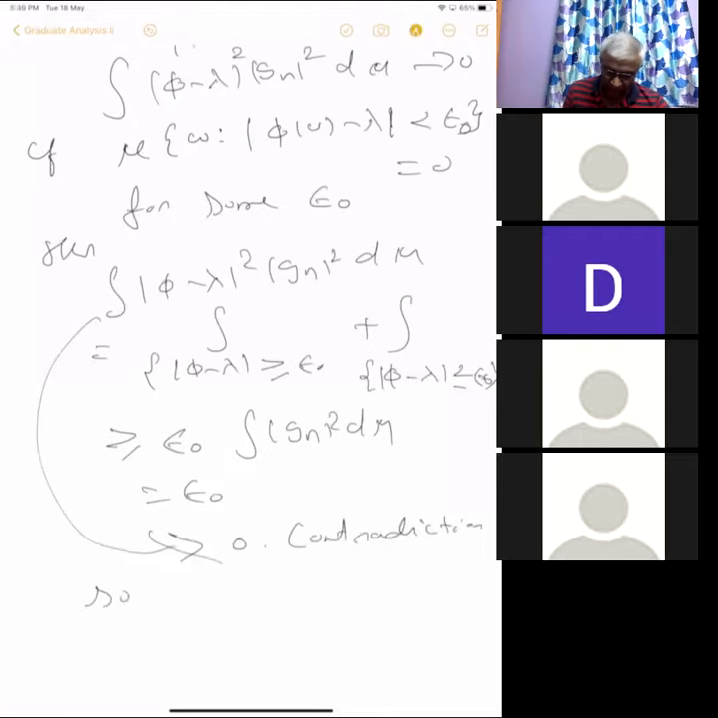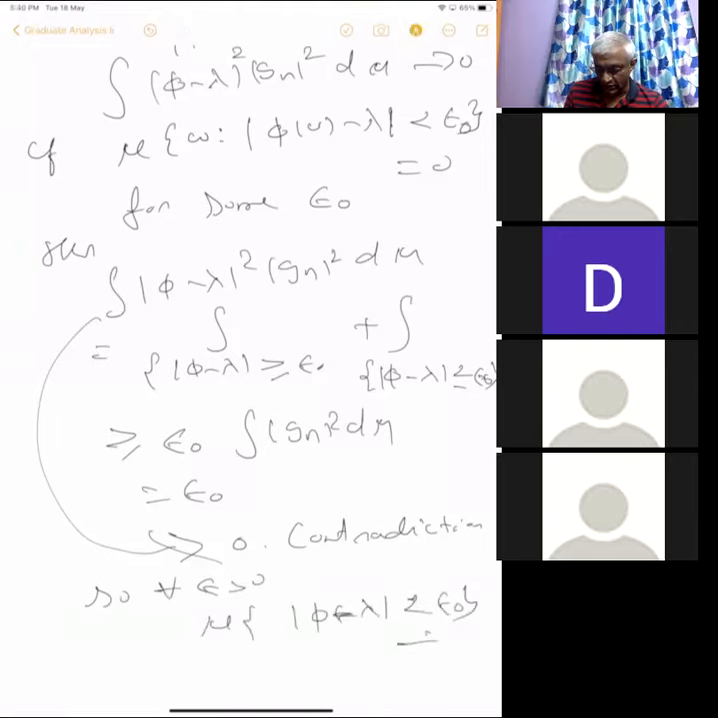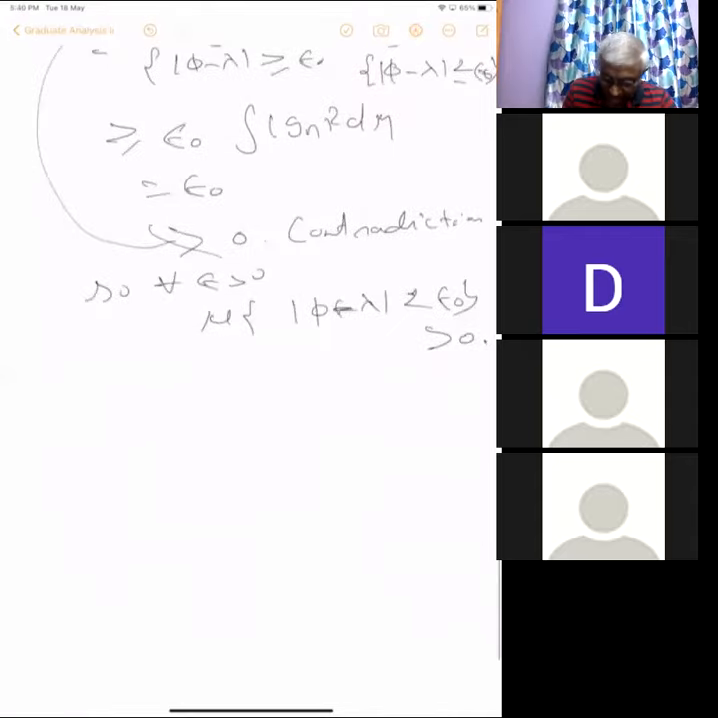So this is true. For all epsilon greater than 0, the measure of the set where phi minus lambda is less than epsilon is greater than 0. This set goes to 0. This set is greater than 0. The measure of this set is greater than 0.